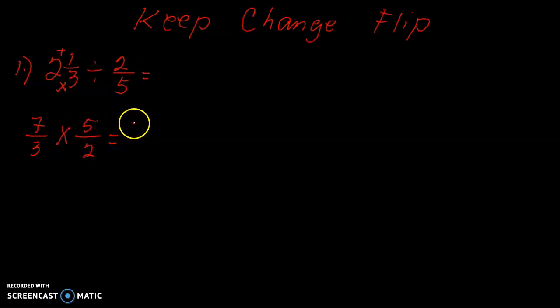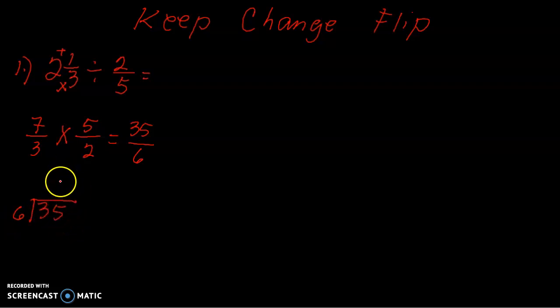So, proceed now to multiplication. 7 times 5 equals 35. 3 times 2 equals 6. So, you have your answer, 35/6. This is partial yet. This is not yet final because this is an improper fraction. Right? So, mas malaki kasi yung 35 sa 6. So, i-divide natin yung 35 divided by 6. 3 divided by 6 cannot be. So, move to the right.